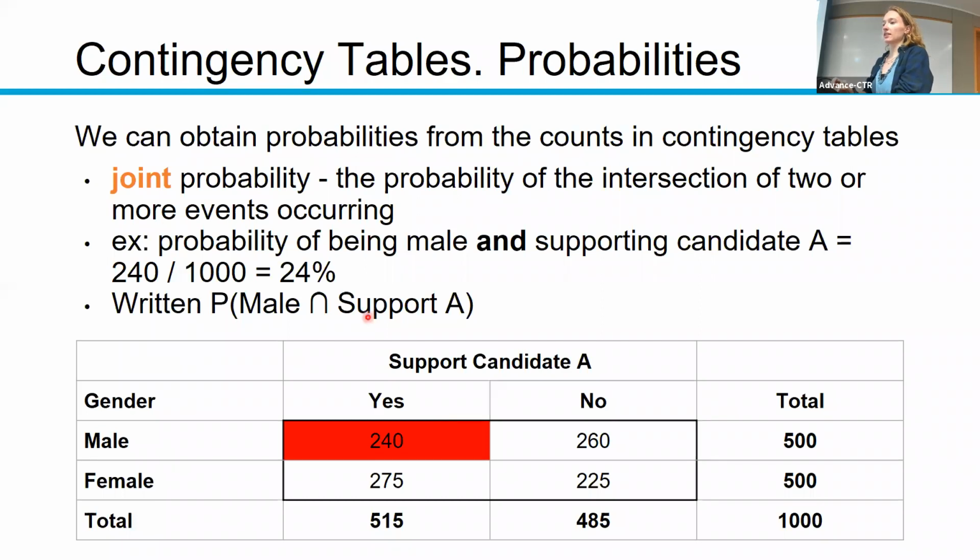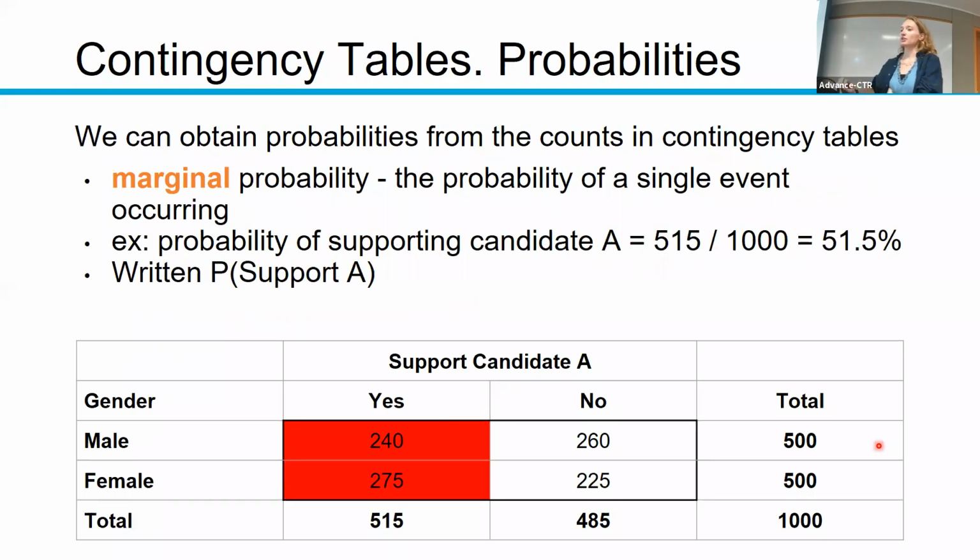With notation, it's written like this: P, parentheses, male, that upside down U, support A. And that probability can be calculated by taking the number of subjects in this cell, 240, divided by the total number of subjects in this study. So that comes out to 24%.